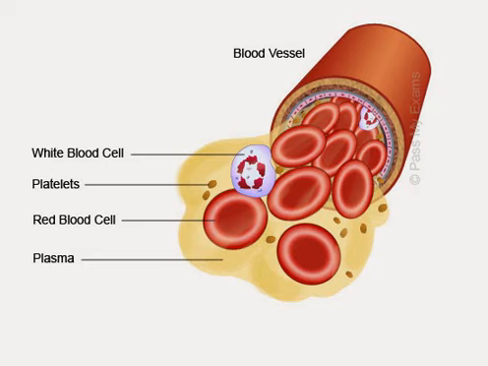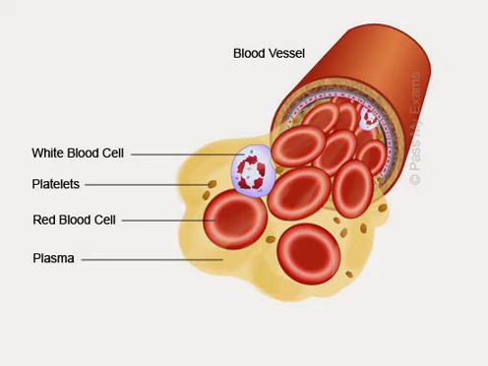Now let's look at white blood cells. White blood cells are nucleated mobile units of the body that play an important role in the body defense system. They are in two forms: the granulocytes and the agranulocytes. The granulocytes are the neutrophils, the eosinophils, and the basophils. The agranulocytes are the monocytes, which give rise to macrophages, and lymphocytes.